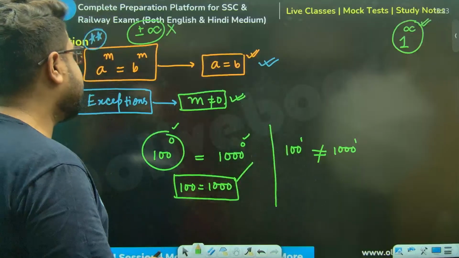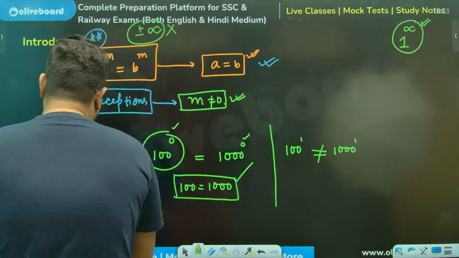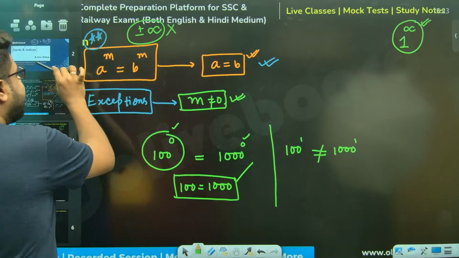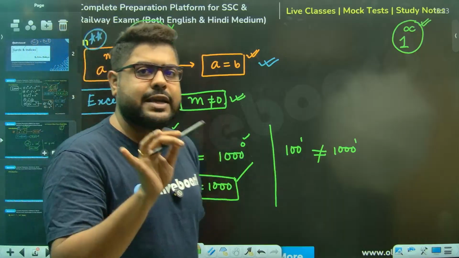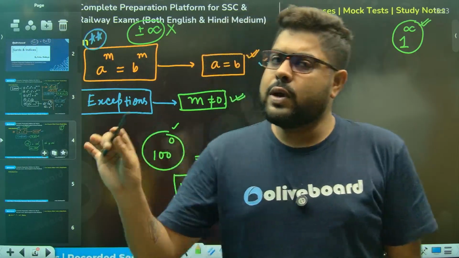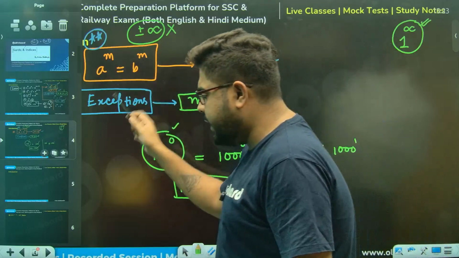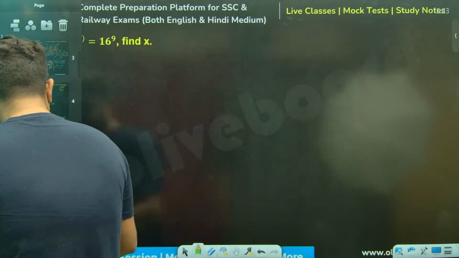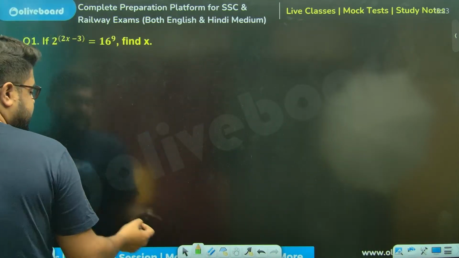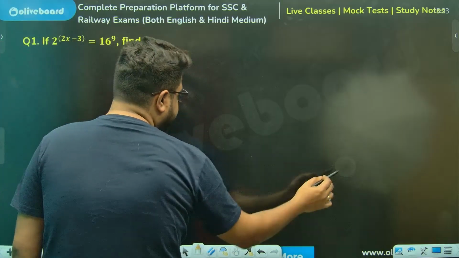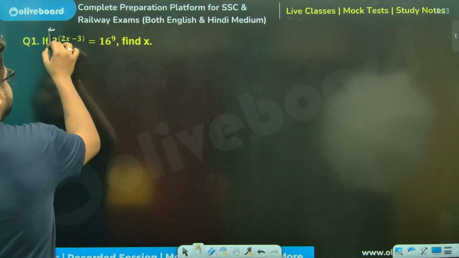Perfect, everyone. This much clear? Now, you see, indices is always the easier part. We only need to understand and learn this much, nothing more. और कुछ नहीं चाहिए till tier 2, I'm saying. Now, what type of questions may they ask? They may ask this type. I've taken a simple question.